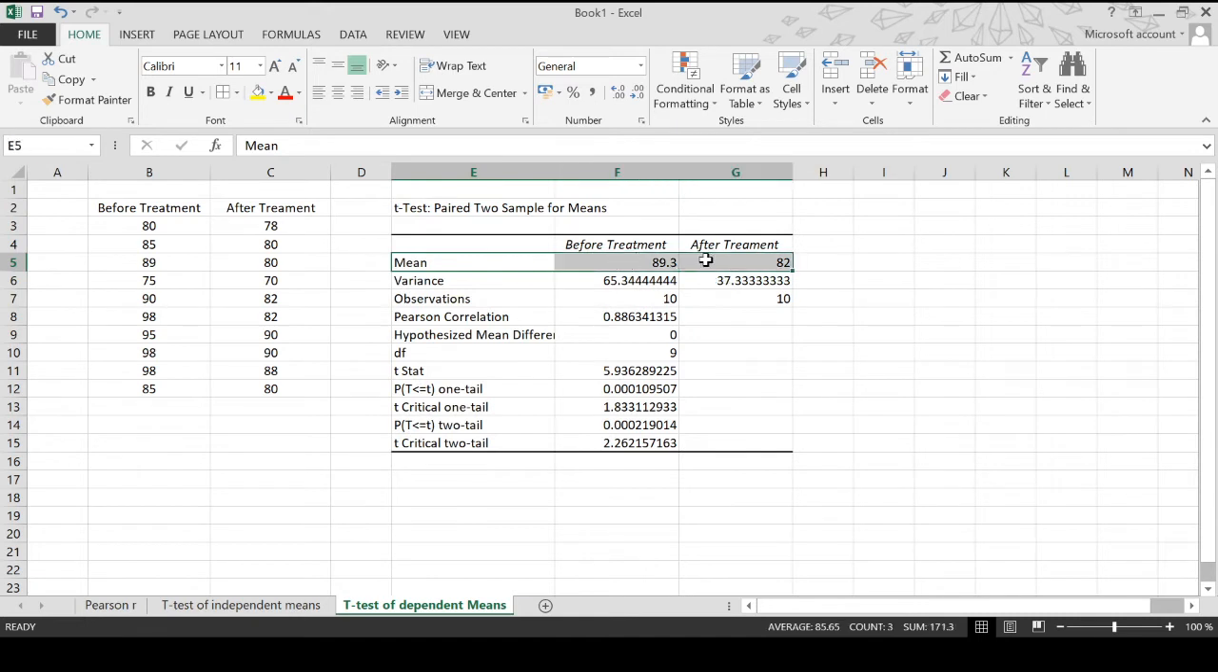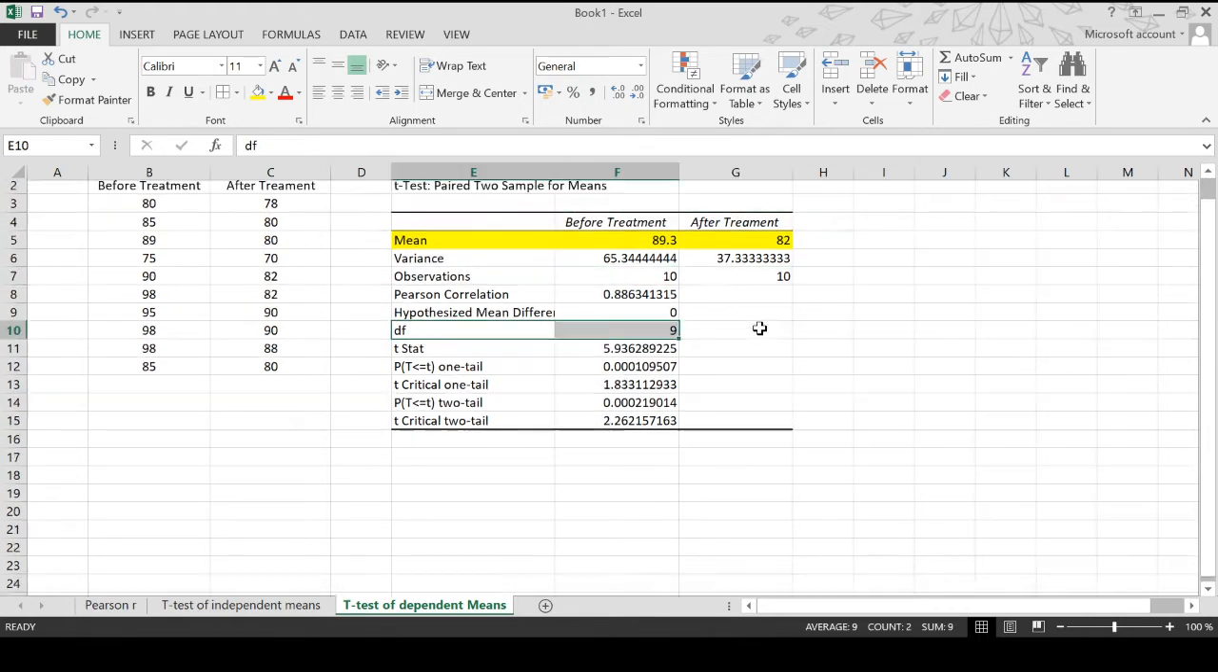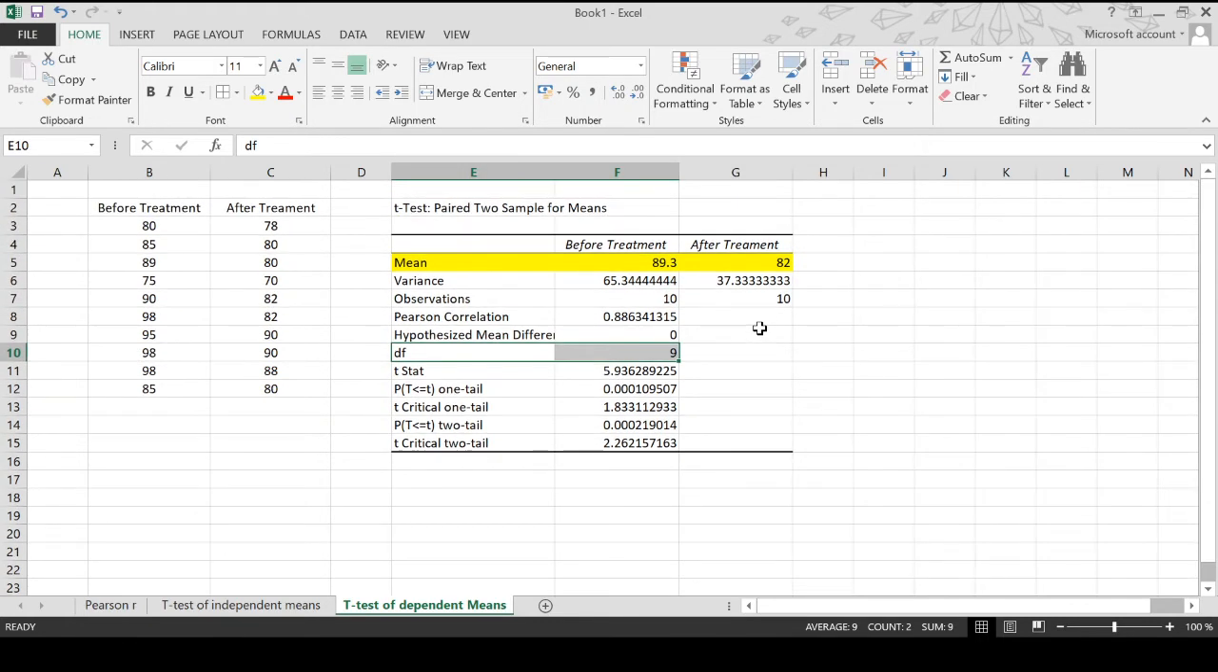Here we have the means. The mean for the before treatment is 89.3 and for the after treatment is 82. The observations are both 10. The degrees of freedom is 9, which is just n minus 1, where n stands for the sample size, 10, minus 1, which is 9. Why don't we add them? Because we are pertaining to the same group. That's why the degrees of freedom is just n minus 1, which is 10 minus 1.